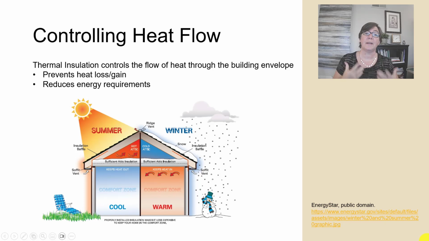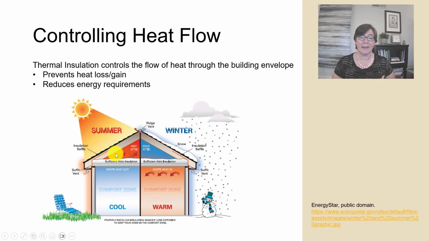As a designer, we're trying to control the flow of heat through our building envelope. Right? And we do this with thermal insulation. We're trying to prevent that heat loss or gain, and we're also trying to reduce the energy requirements of conditioning the air space inside. Right? So here we can see our thermal envelope, all right, our building envelope. It's this area right here, right, because we've got conditioned space inside and unconditioned space outside. This is part of the building envelope.